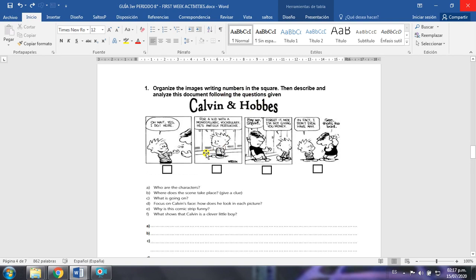¿Ok? Calvin and Hobbes. Pay attention. Fíjense lo que está ocurriendo en esta imagen. ¿Qué está ocurriendo? ¿Cuál es la expresión de estos chicos?